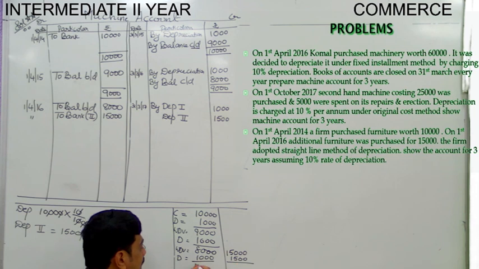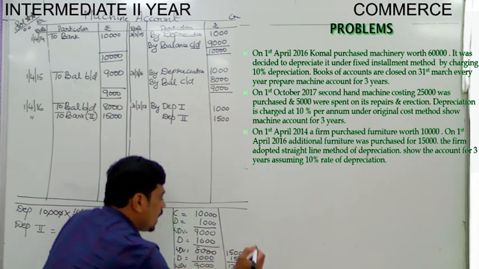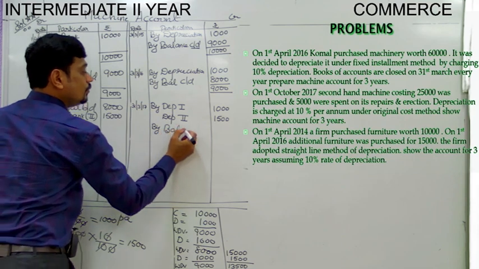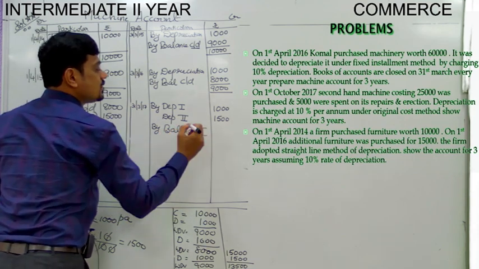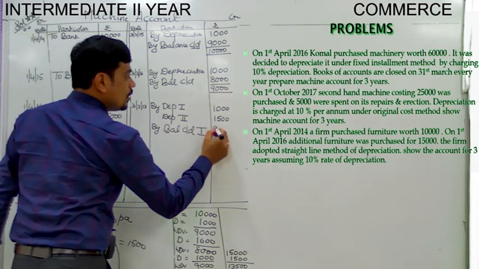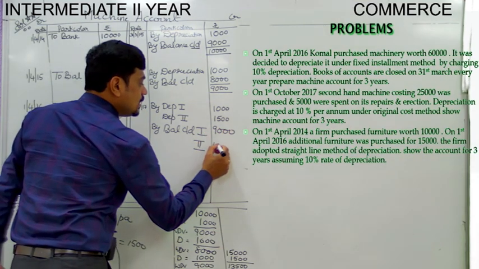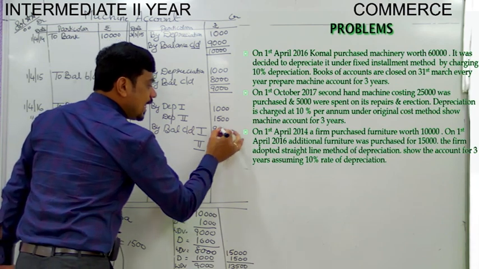Better to show separately: 9,000 and here 13,500. This is the written down value. So close and balance the account. By balance carried down 1: how much is it? 9,000. How much is 2? 13,500. Sir, I'll add up and write.